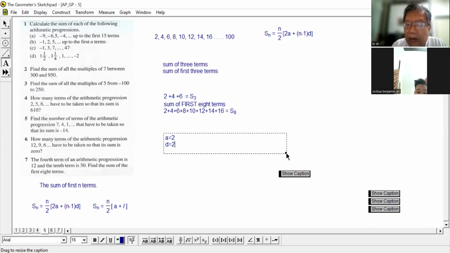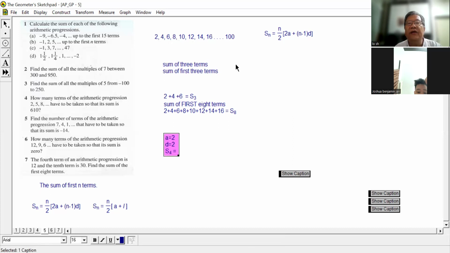How much is the d? 2, correct. So what we want to find is the sum of first four terms, so I want to find S4. The formula is here. This is the formula: Sn equals n over 2, 2a plus n minus 1 d, right?